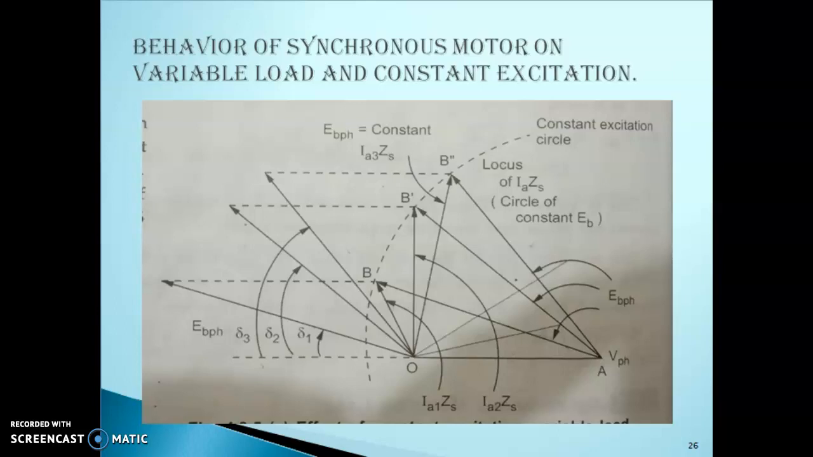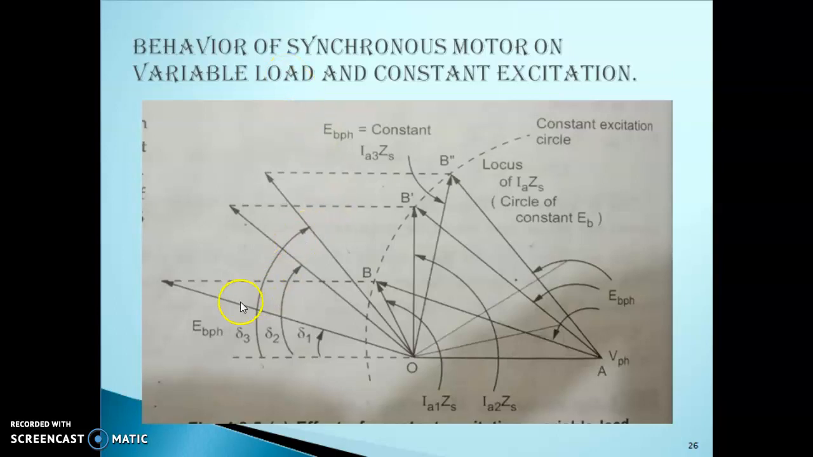Good afternoon everyone. In this lecture, we will discuss the behavior of synchronous motor on variable load and constant excitation condition. Now as we say constant excitation, as excitation given to rotor is constant, the amount of EBPH, the back EMF developed in a motor is also maintained constant, which is equal to VPH. Okay. And our load is variable.